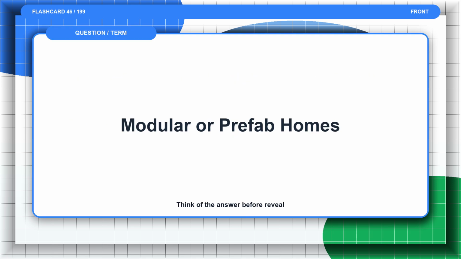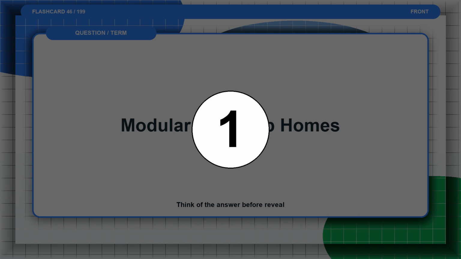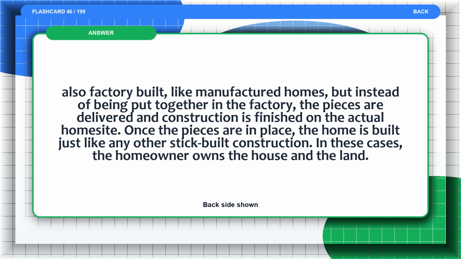Flashcard 46. Modular or prefab homes. Pause and think of the answer before the reveal. The answer is also factory-built, like manufactured homes, but instead of being put together in the factory, the pieces are delivered and construction is finished on the actual home site. Once the pieces are in place, the home is built just like any other stick-built construction. In these cases, the homeowner owns the house and the land.